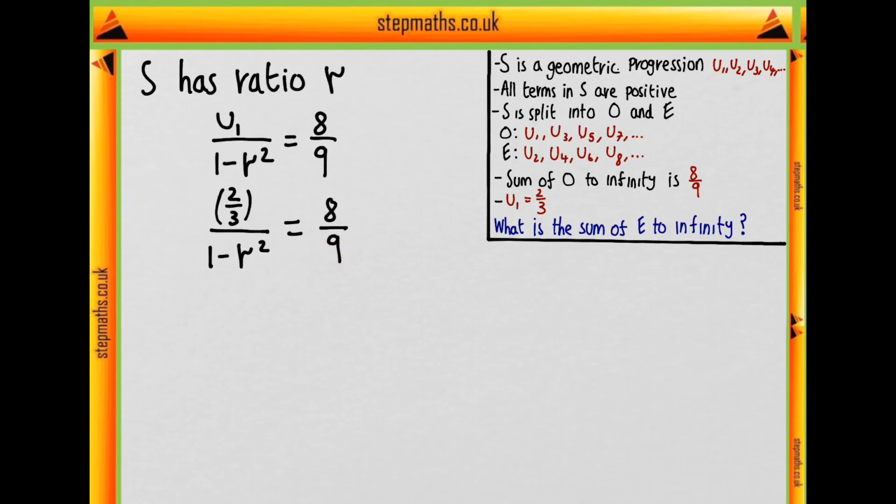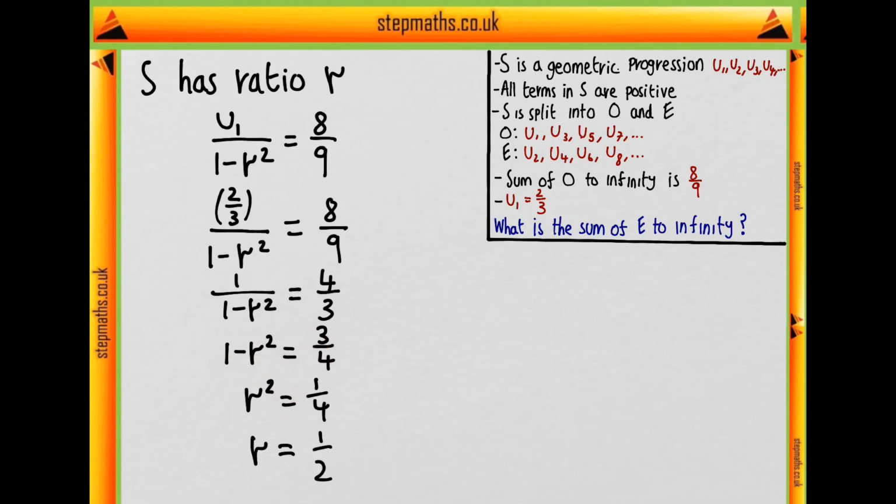And let's simplify this a bit. So we can cancel the 2 and convert this to a 4, and times by 3 over 3, we can get rid of this 3 here, and this comes to a 3. So we get 1 over 1 minus R squared is equal to 4 over 3. Let's try and solve this for R. So invert both sides to get 1 minus R squared is 3 over 4. And then we can rearrange for R squared, and we can see R squared is equal to a quarter pretty easily, 1 minus 3 over 4. Then we get R equals a half.